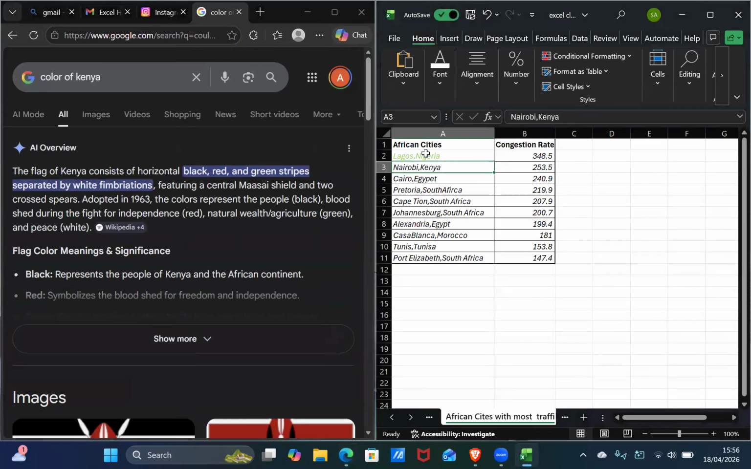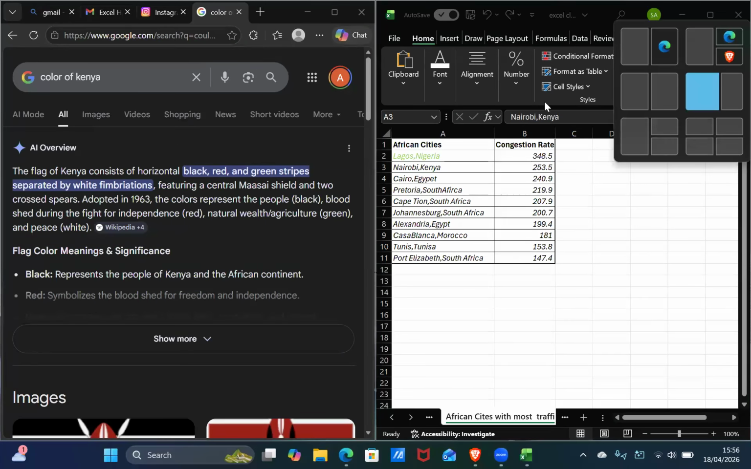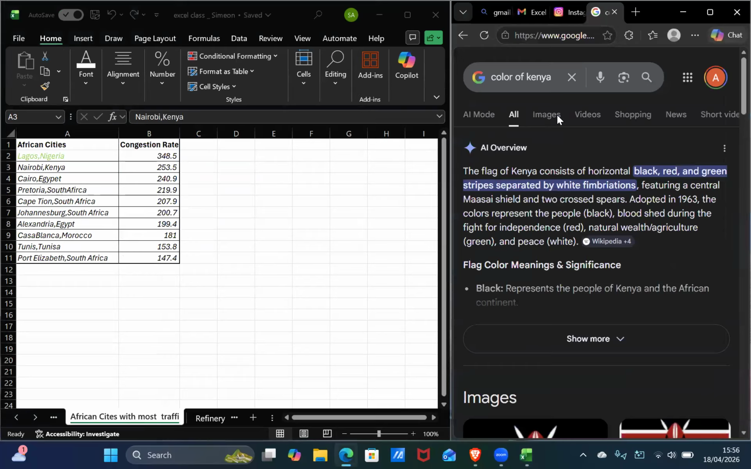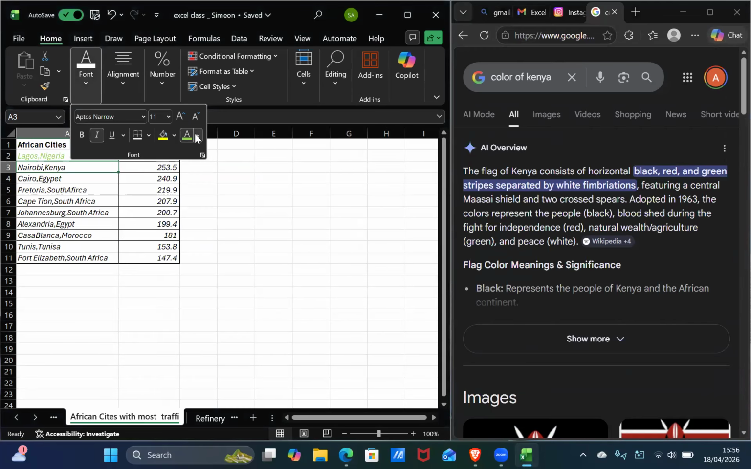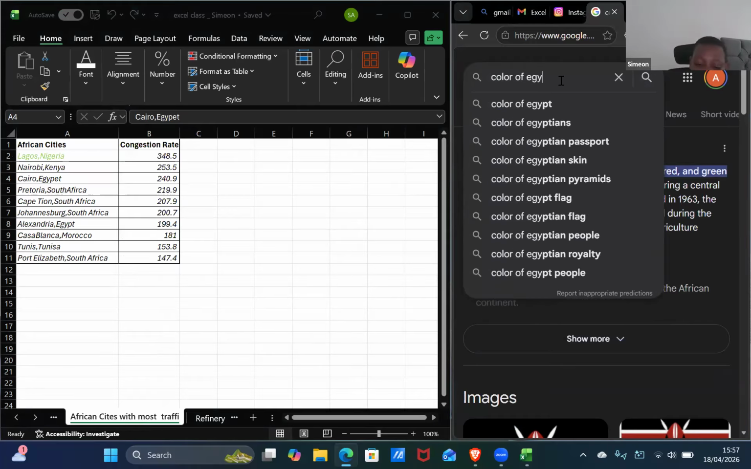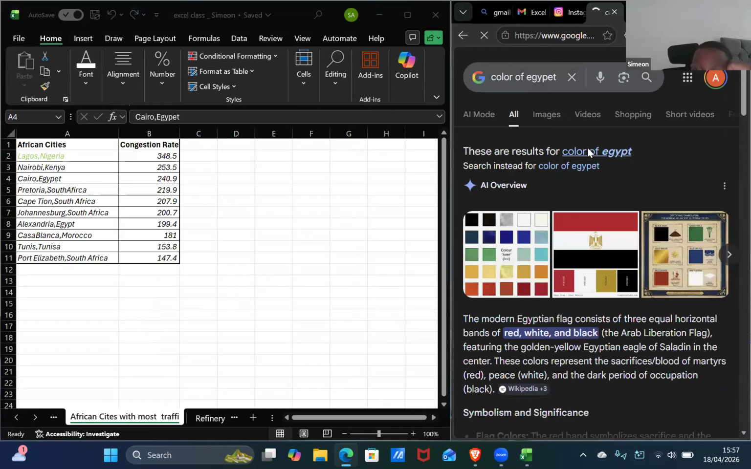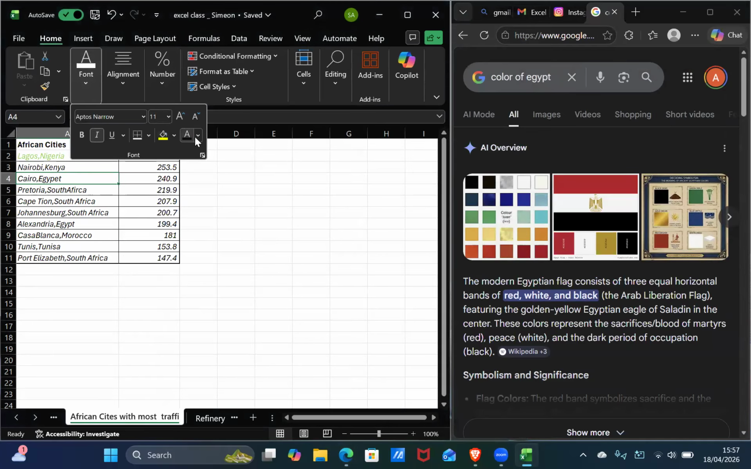Okay, you want to use the colors of their flag. Yeah, maybe the predominant color. So for Kenya, they said black, so for Kenya, we'll leave it the same. So for Egypt, red. Egypt, so you need to correct the spelling of your Egypt.